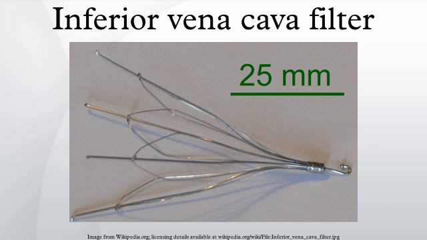To place the filter, a catheter is guided into the IVC using fluoroscopic guidance, then the filter is pushed through the catheter and deployed into the desired location, usually just below the junction of the IVC and the lowest renal vein.